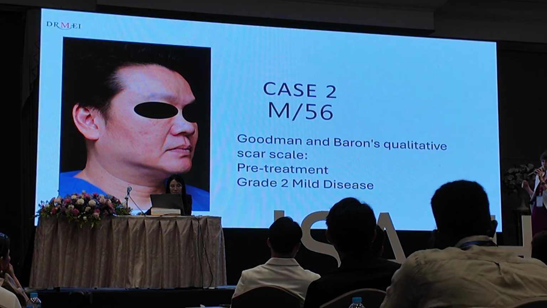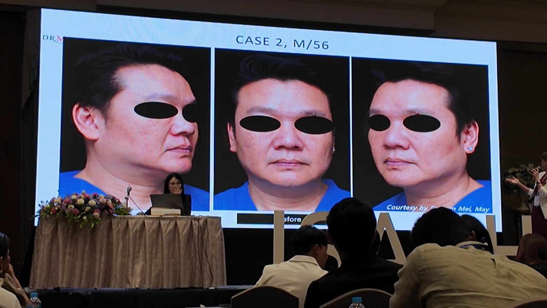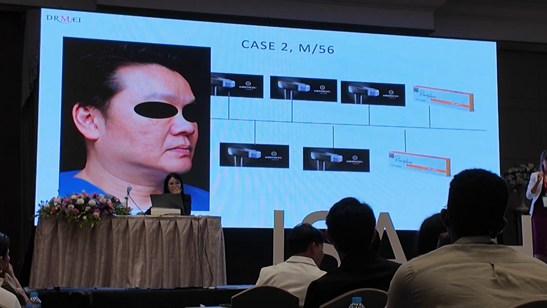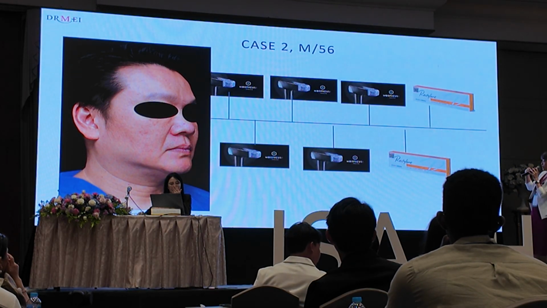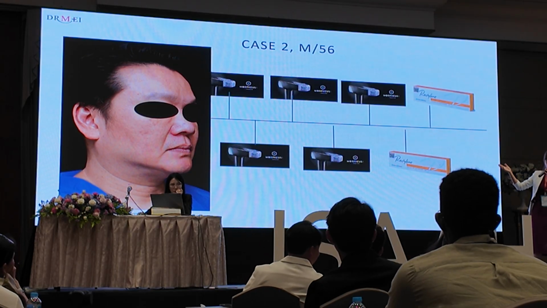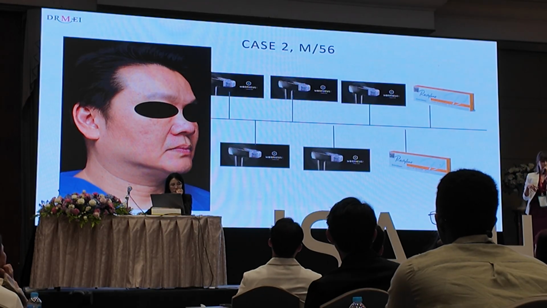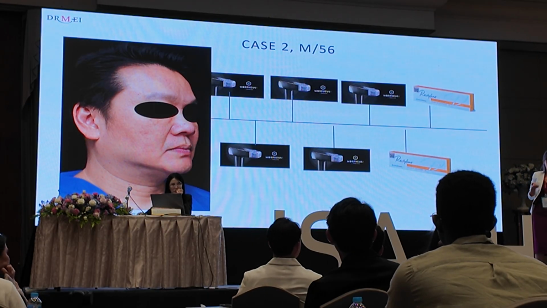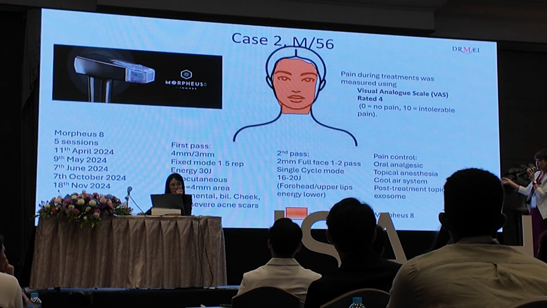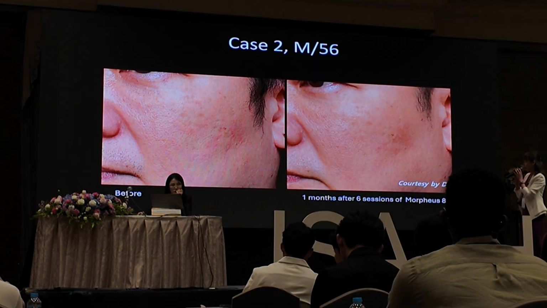So the second case is a 56 years old gentleman. He has mild disease to start with, and he also complained that his face is sagging and with a double chin. So I chose only the radio frequency microneedling for him without the superficial resurfacing, because the microneedling RF can also improve the sagginess and the double chin and the jawline area. So this is his energy setting, and then we can go through the next slide.